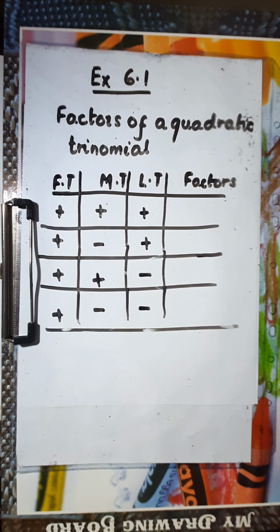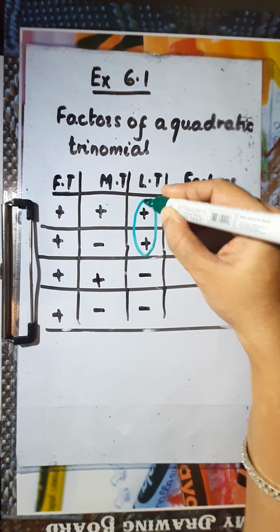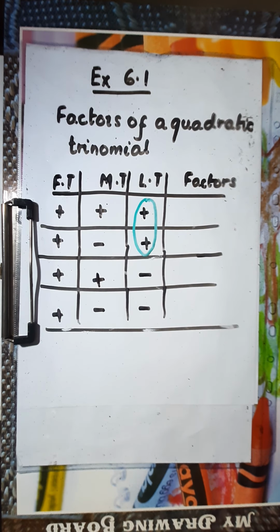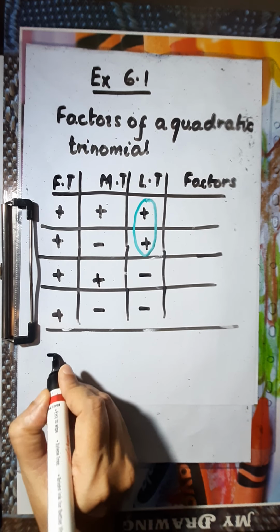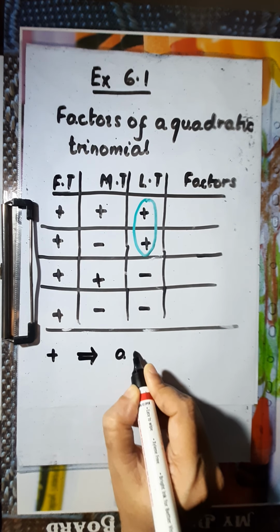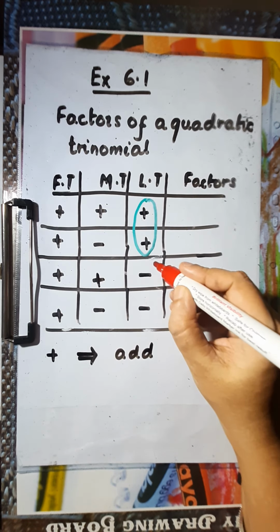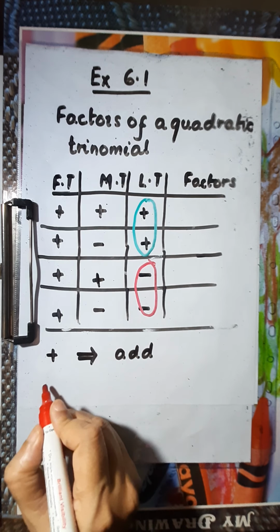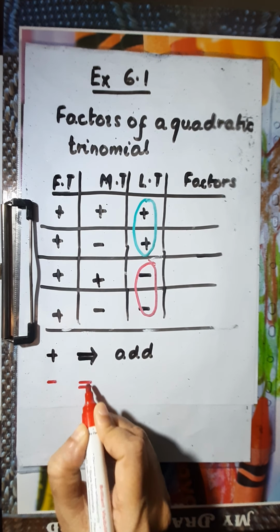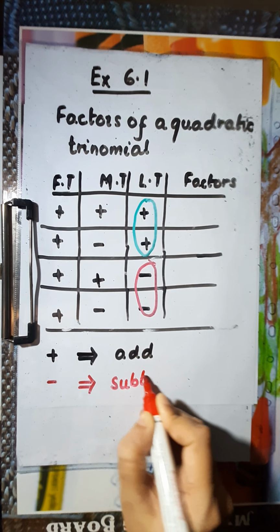Now, please remember, when my last term is plus, I must add to get the middle term. Okay, when it is plus, I'll explain to you. I have to add to get the middle term. And when my last term is minus, I have to subtract to get the middle term. Okay.